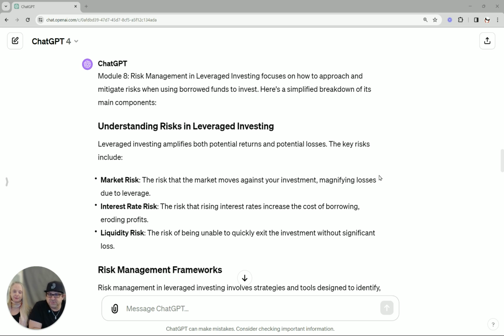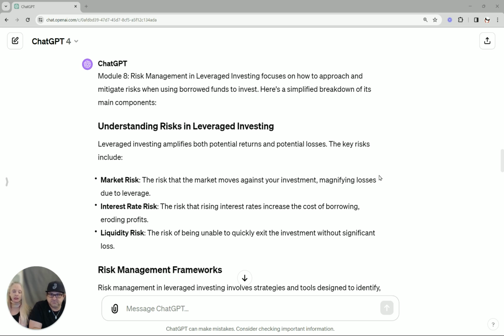So we're continuing our advanced modules on what? Class. So this one is going to be on risk management and leverage investing, focusing on how to approach and mitigate risk when using borrowed funds to invest. So here's a simple breakdown of what this means.